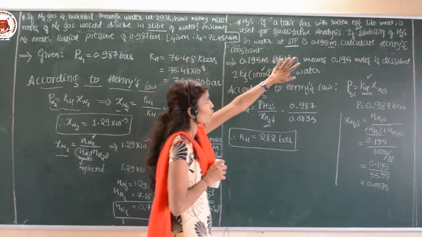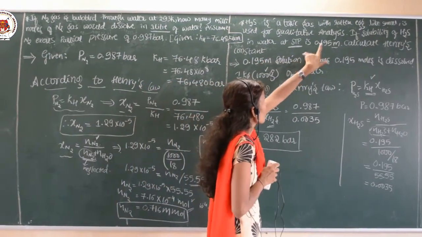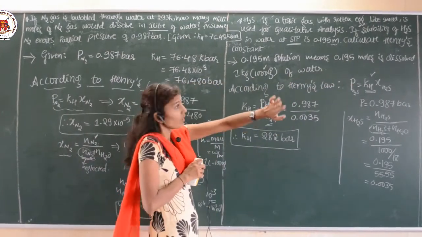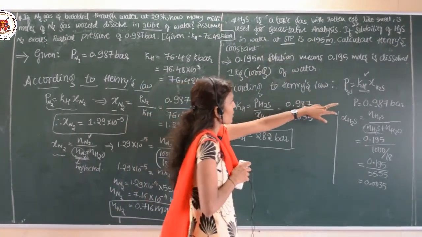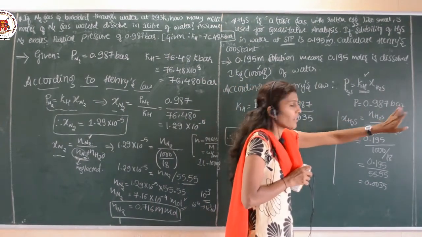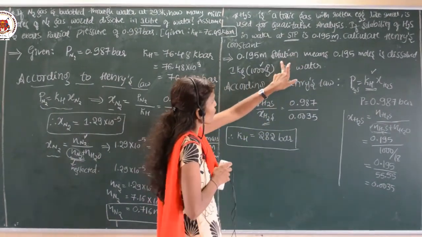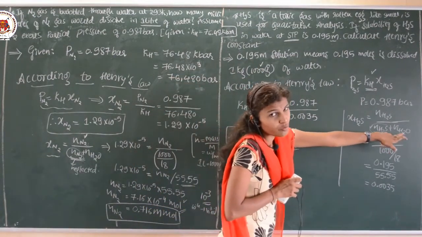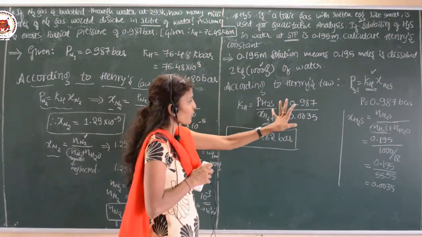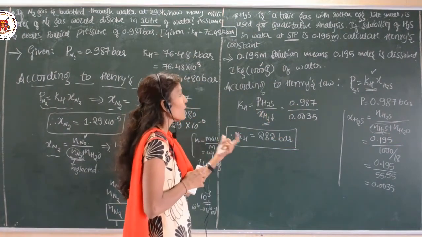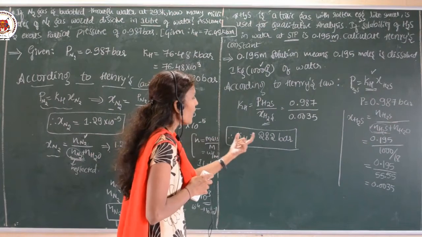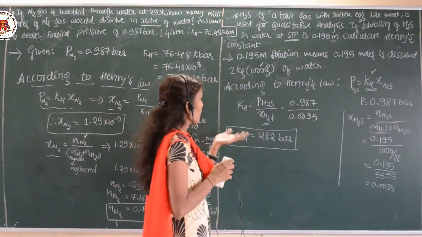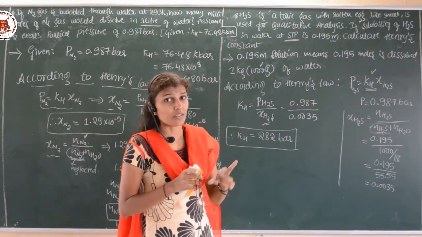In this question they have given two hints. One is the molal solution, which means this number of moles is dissolved in 1000 gram of water, and then STP means you have to take the value of P as 0.987. According to this molal solution we found the number of moles of water. So, by substituting all these terms, you are going to get the Henry's law constant as 282 bar. Okay. So, in the next video we will go for further examples.